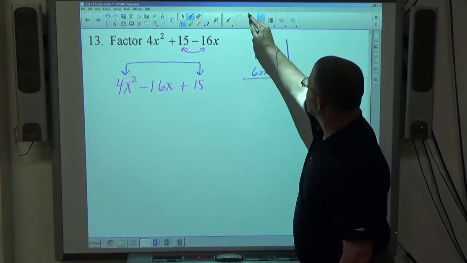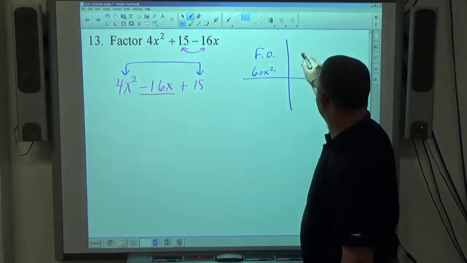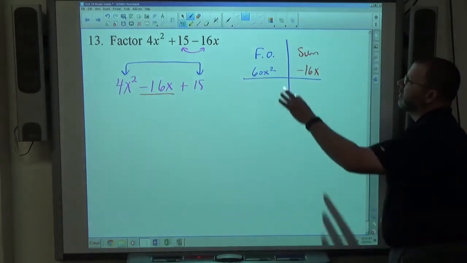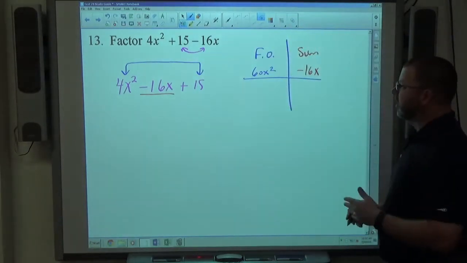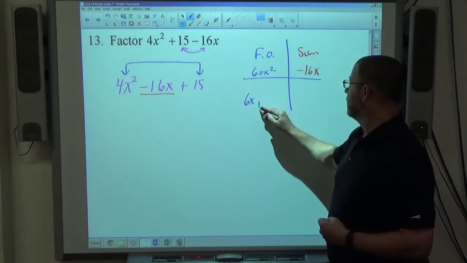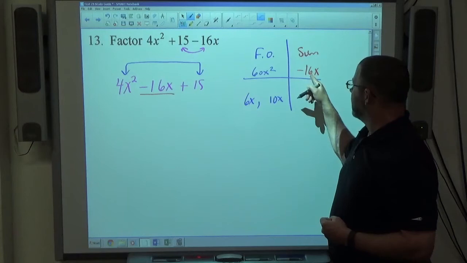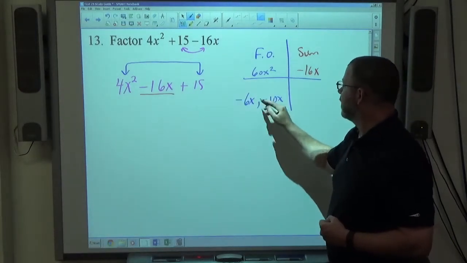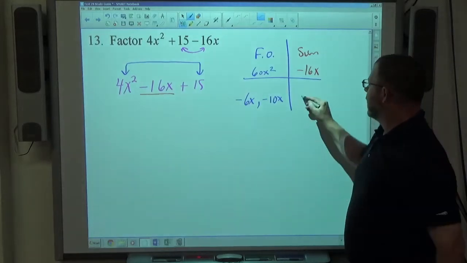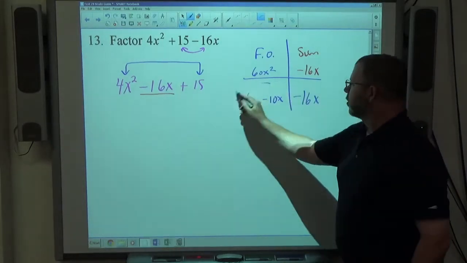We want the sum of those factors to be negative 16x. So if I start thinking through factors of 60 that would add up to make 16, that's going to be 6x and 10x. But since it's negative 16, I want it to be negative 6x and negative 10x. Two negatives make a positive, and two negatives added together make a negative 16x. So this is the correct pair of numbers.